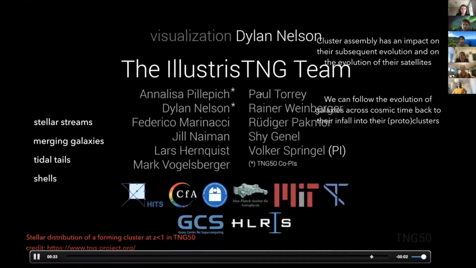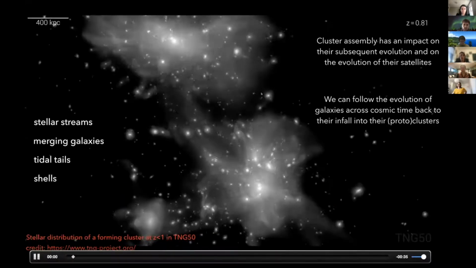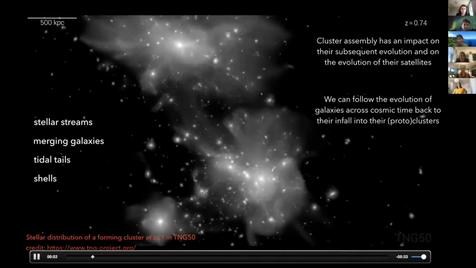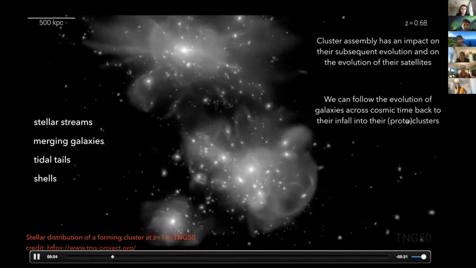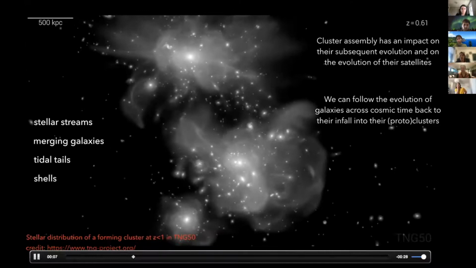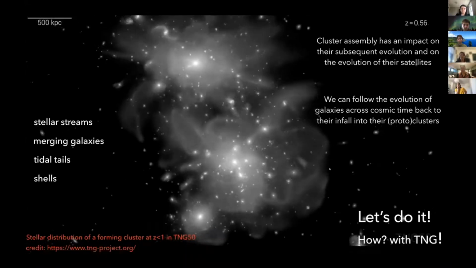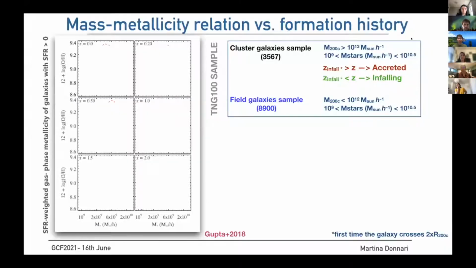So basically with this simulation, we can follow the evolution of galaxies, and we can go back to their infall into the cluster. And so let's do it. So the first result that I want to show you is a paper of Gupta in 2018.